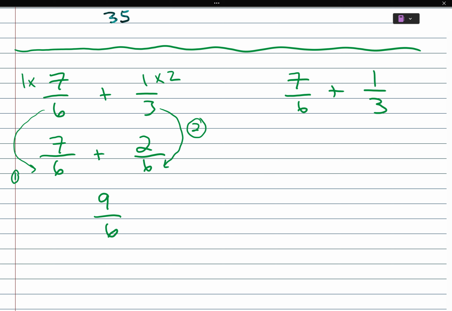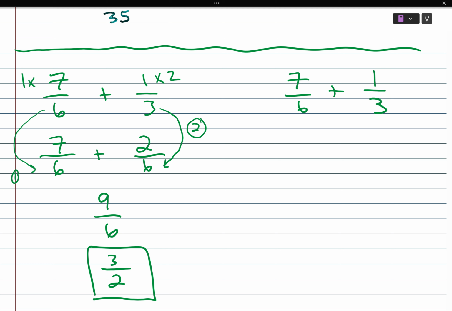And now 9 over 6 reduces to what? We say 3 goes into 9 3 times, and 3 can go into 6 2 times, 3 halves. If you want to change that to a mixed fraction, that's fine. Divide 2 into 3. You get 1 with a remainder of 1, so this would be 1 and 1/2 if you wanted to change it to a mixed number.